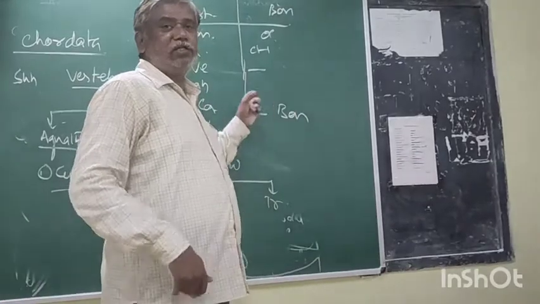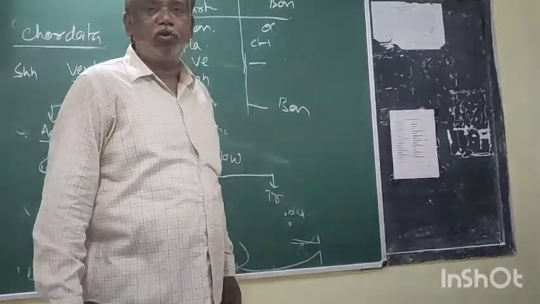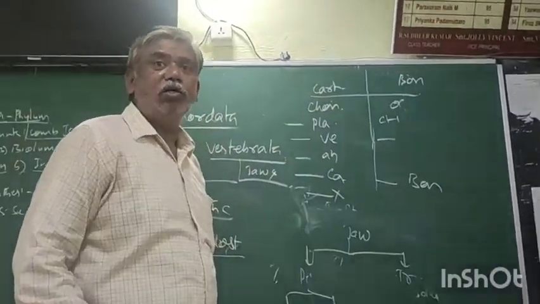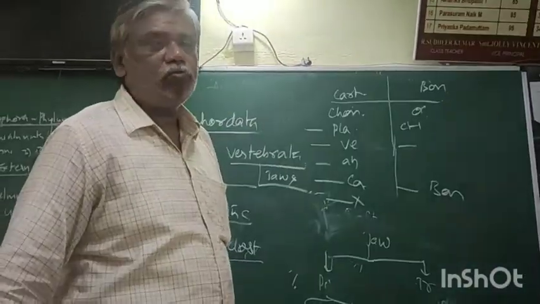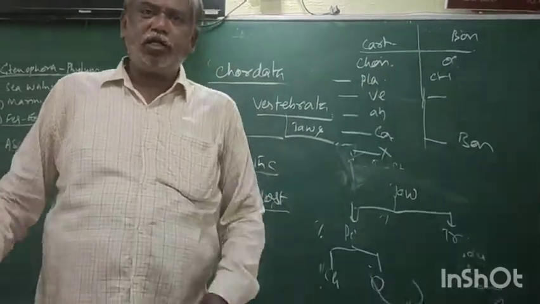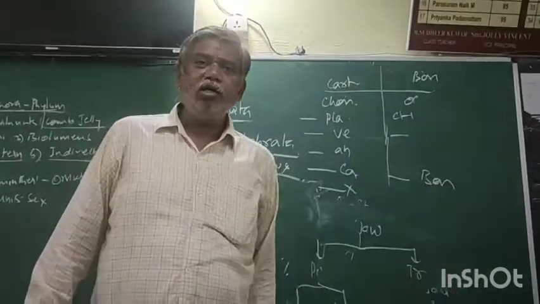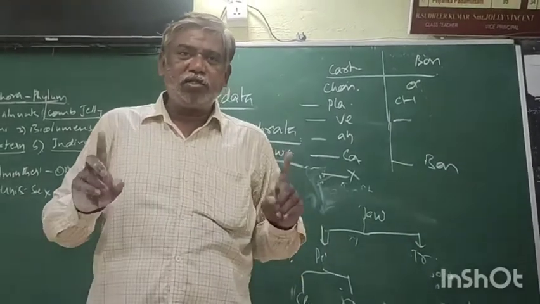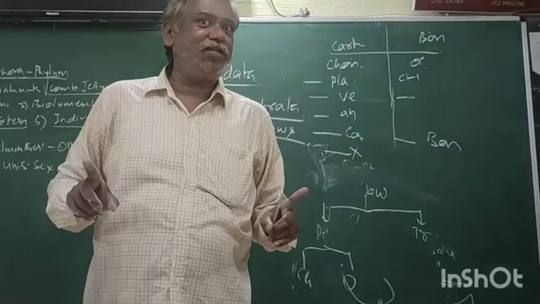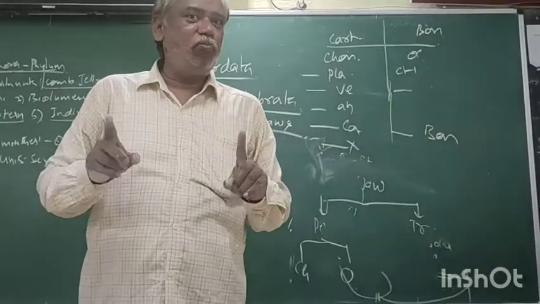It is oviparous, it is viviparous. Now this is about the characters. Now come to the amphibia, reptilia, aves, mammals. Amphibia. Good. Embryonic development takes place in water. Adults are terrestrial. That means we can see two types of habitats. Amphi means both.